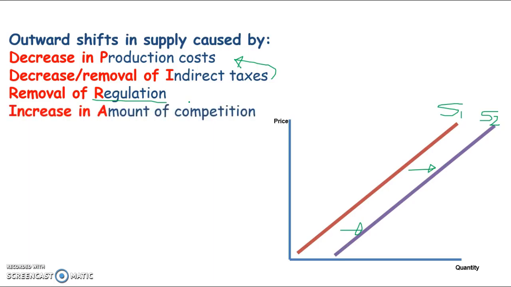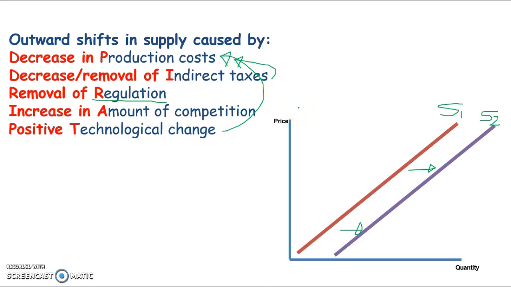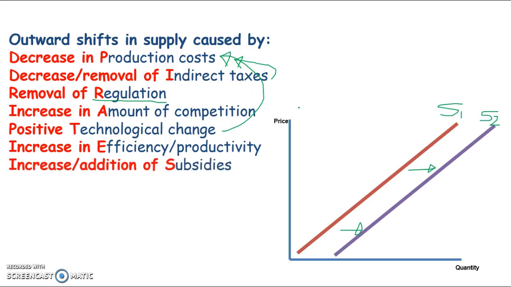Amount of competition. So, for example, if barriers to entry decrease, we can have an increase in the number of firms in the industry. Positive technological change. This is going to affect productivity, and therefore will link back to these costs of production. Usually we should be able to produce more with the resources that we have, and then we have the increase in efficiency or productivity. An increase or an addition of a subsidy should decrease the cost of production, again linking back to that top thing there. And those are our pirates. We can't see it very clearly actually because I've made everything red at the beginning, but pirates there.